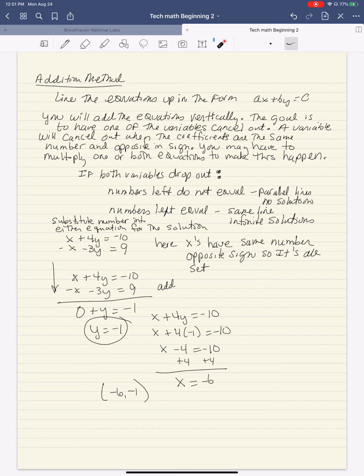So now I'm going to take that and plug it into the first equation. So I rewrote the first equation, x plus 4y equals minus 10. I could use either equation, it does not matter. So x plus 4 times minus 1, I used a minus 1 because that's what y is. So x minus 4 equals minus 10. Add 4 to both sides. x equals minus 6. Finally, the solution: negative 6, negative 1.